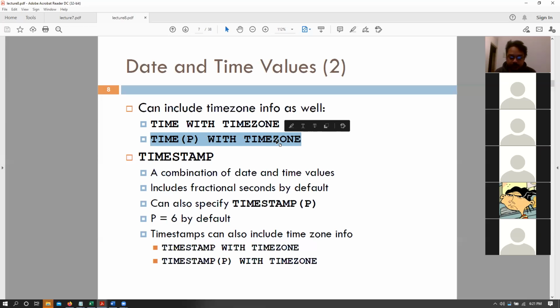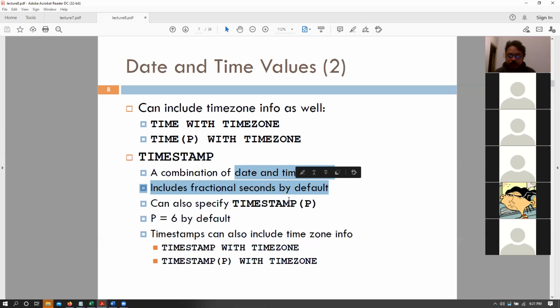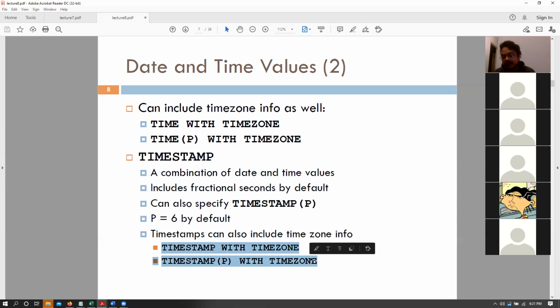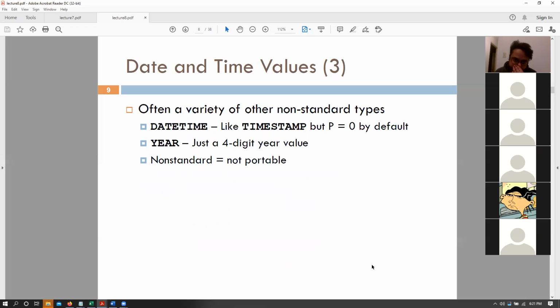Okay, we can also use something called a timestamp attribute. A timestamp attribute is basically a combination of date and time values. We can also use timestamp with time zone, and timestamp P is also available for time zones. Okay, what else? We also have the ability to have date time. We also have the ability to have year, just year, nothing else.